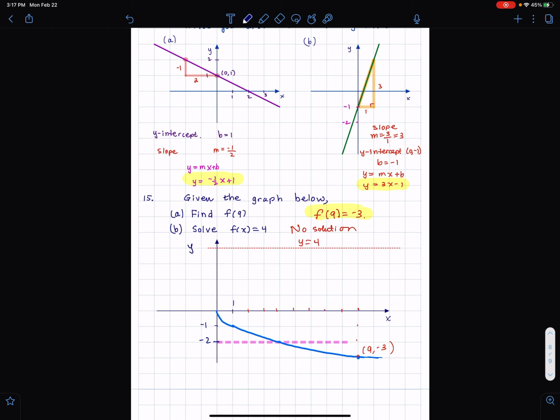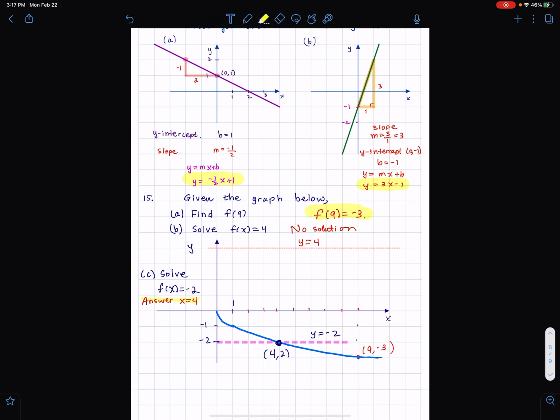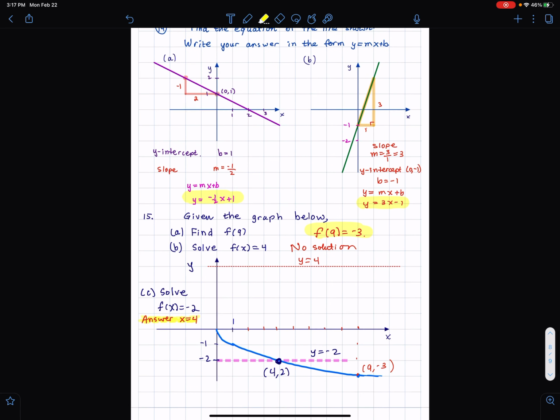Okay. C, solve f of x equals negative 2. I'm drawing the line y equals negative 2. I see there's this point of intersection, which is the point (4, -2). So the answer is x equals 4. That's the answer to that one.